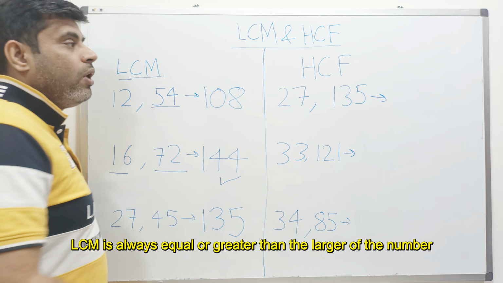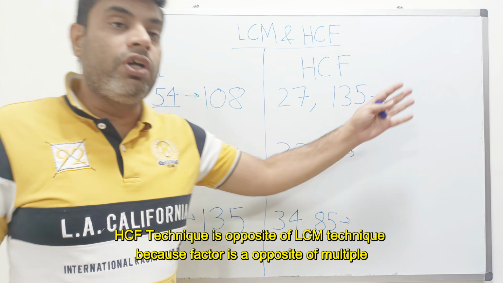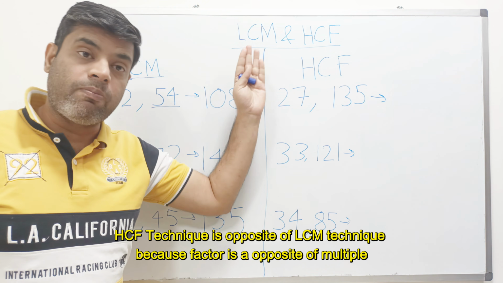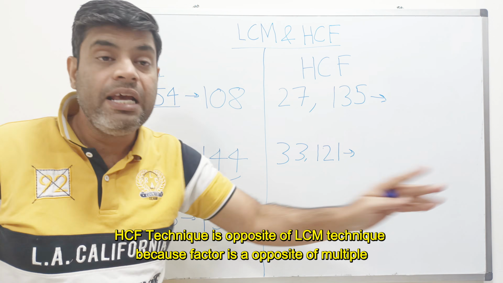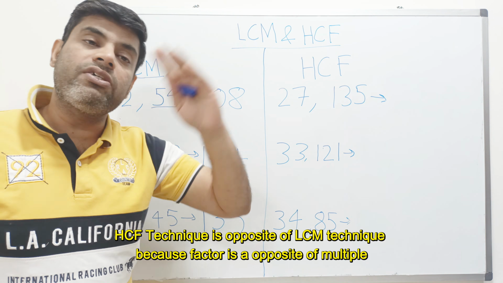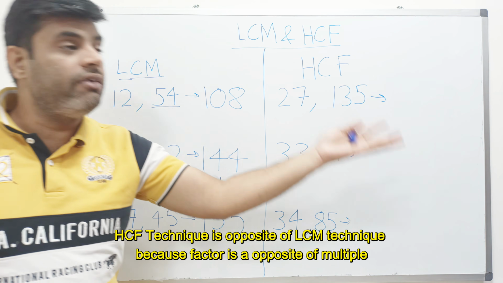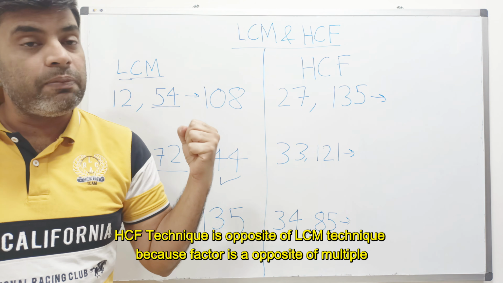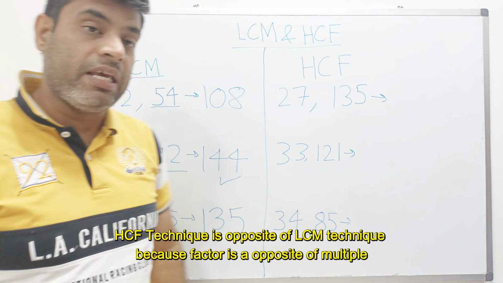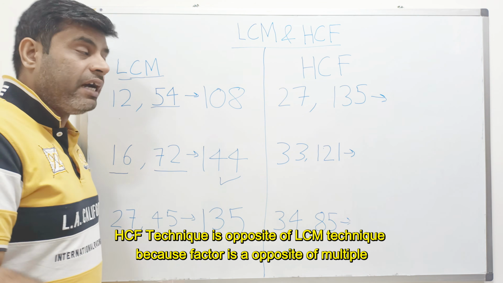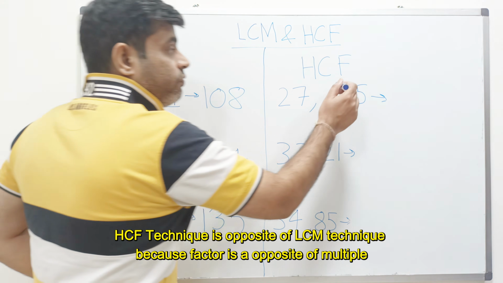Now let's come to highest common factor. The technique would be opposite of LCM because factor is opposite of multiple and multiple is opposite of factor. Same way, the way multiplication is opposite of division and division is opposite of multiplication. The concepts are very important here, apart from practice definitely.